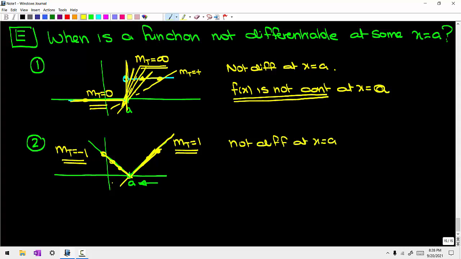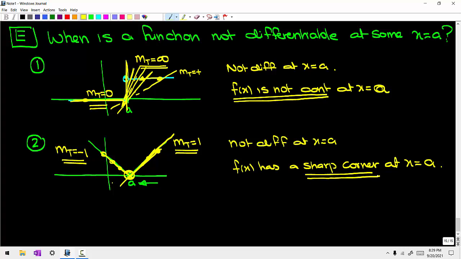This time it's not differentiable because we have a sharp corner. Because f of x has a sharp corner at x is equal to a. Anytime you have a sharp corner in your graph, the function is not going to be differentiable at that point. Okay? Next way that could happen is when you have something like this.